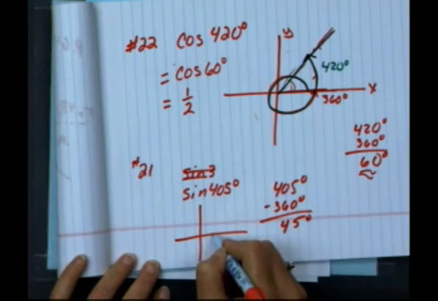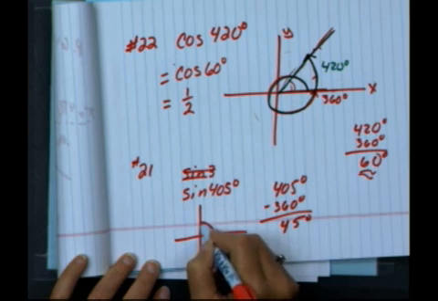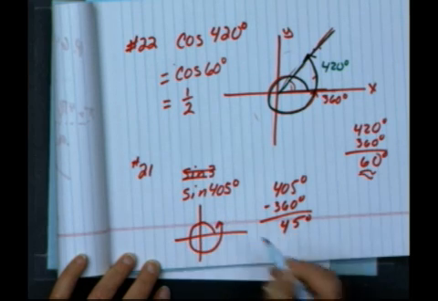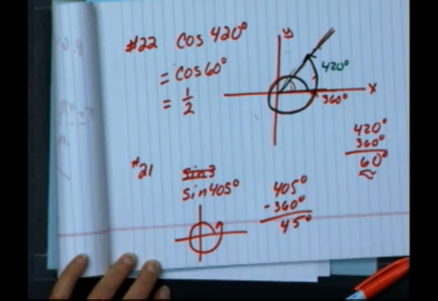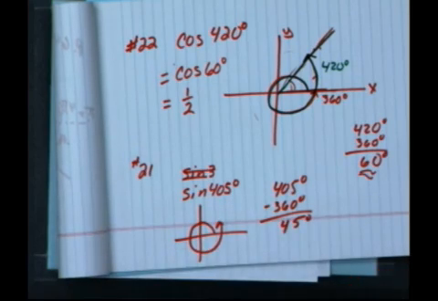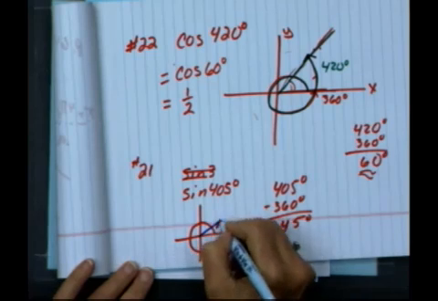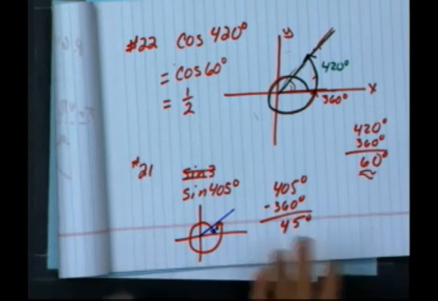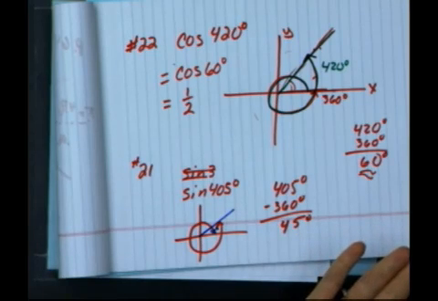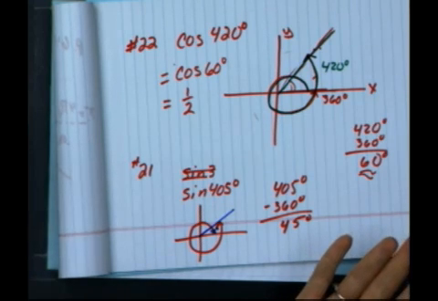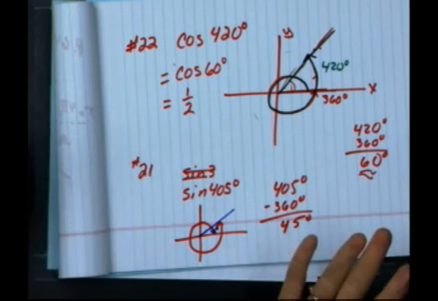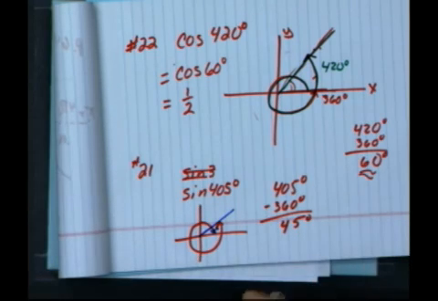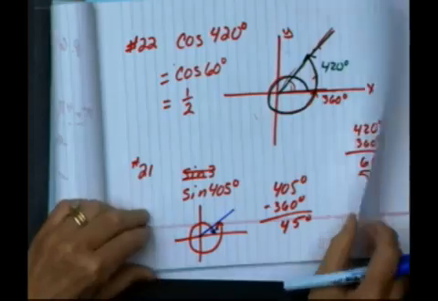So the angle is 405 degrees, but your coterminal angle is going to be a nice little 45 degrees. Okay. And so what's the sine of 405 degrees, everybody? Exact value. Square root of 2 over 2, because it's the same as sine of 45 degrees. Okay, is that good? All right. Number 34, let's see what that is.